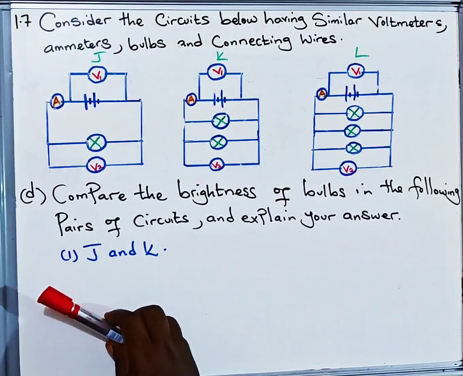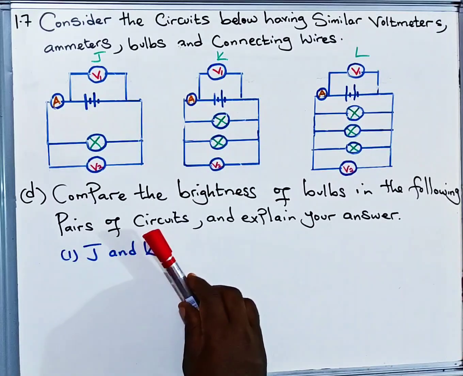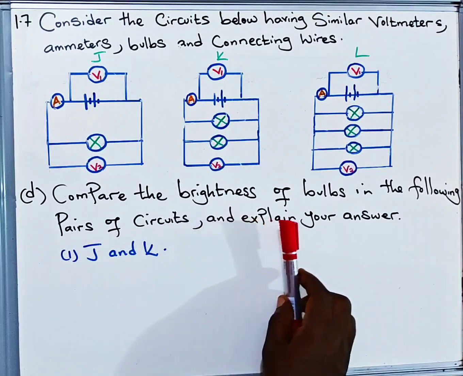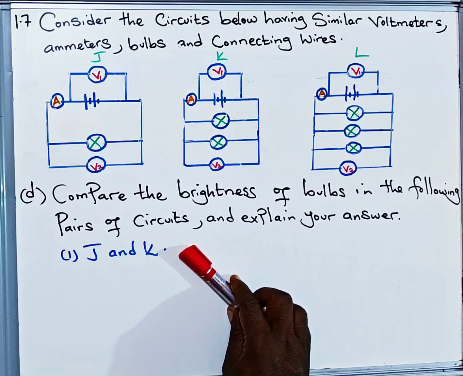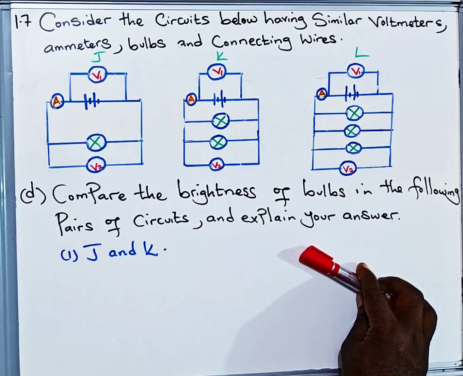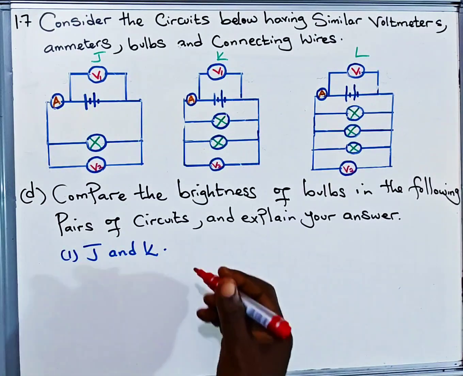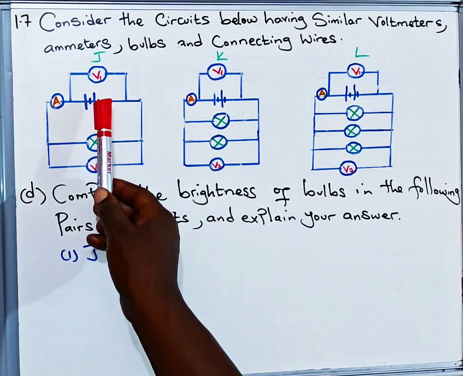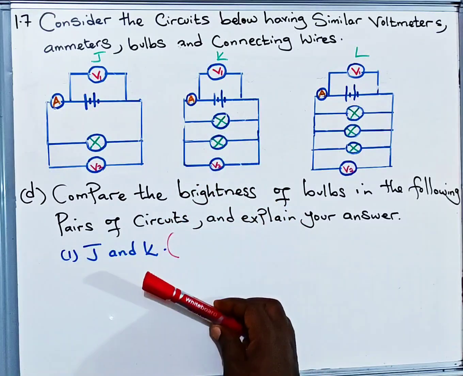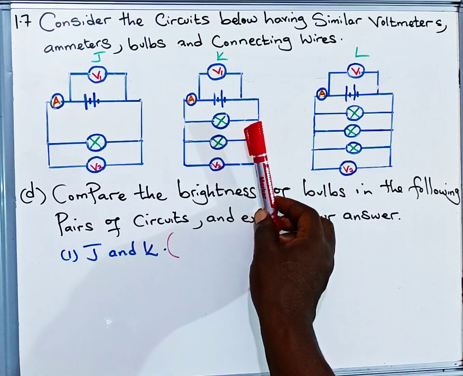Then we come to this case. It says, compare the brightness of bulbs in the following pairs of circuits and explain your answer. The first pair is J and K. Which bulb is brighter between those in J and those in K? The answer is that those in K will be brighter.